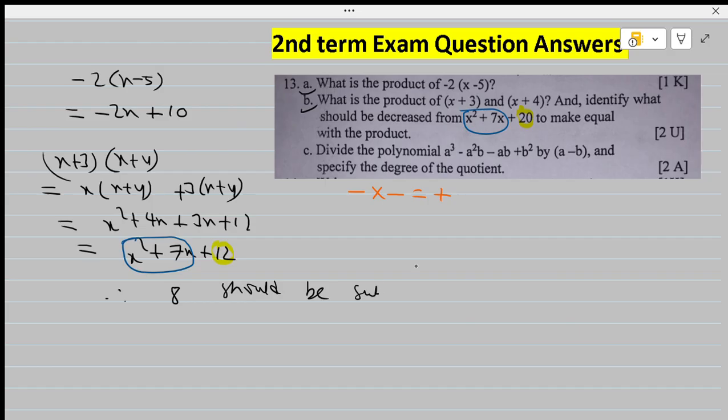So just simply say 8 should be subtracted from x squared plus 7x plus 20 to get x squared plus 7x plus 12. So that's it. That was number B. Now I go on to number C. Let's make this clear first.